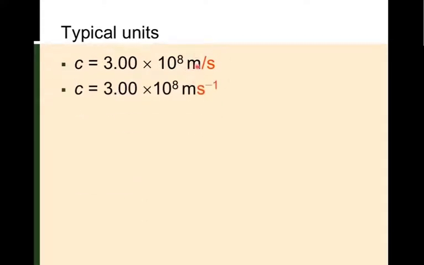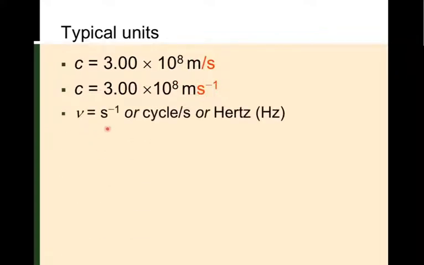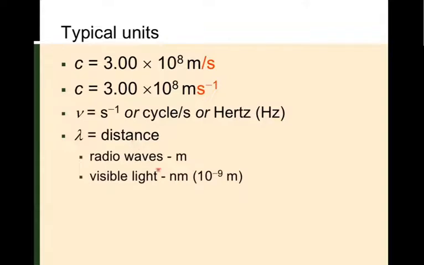This unit here is meters/second, so this is meters per second. And here we have meters seconds to the -1. This is still meters per second. These are the same units. Nu is in terms of per second or cycles per second or hertz. Lambda, the wavelength, is equal to distance. So it's got nanometers or meters in the case of radio waves. Visible light typically in nanometers, which is 10 to the -9 meters.